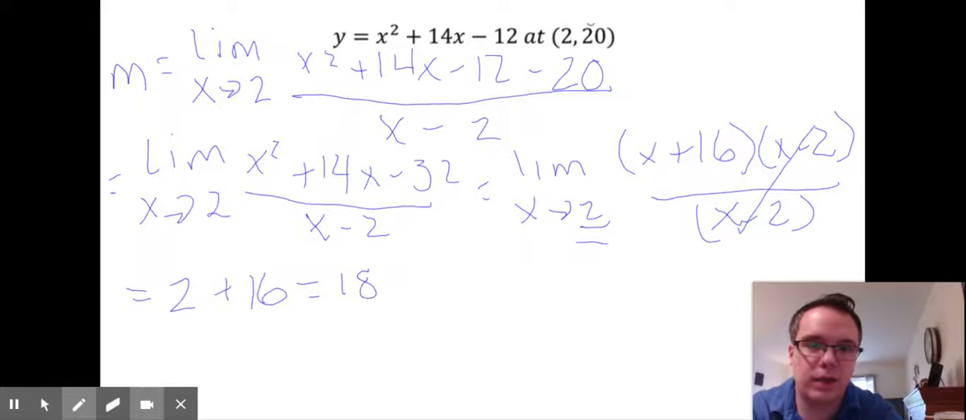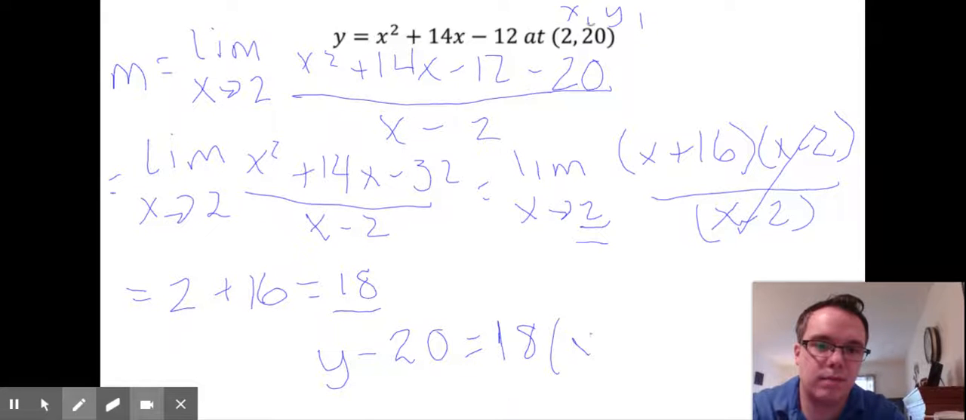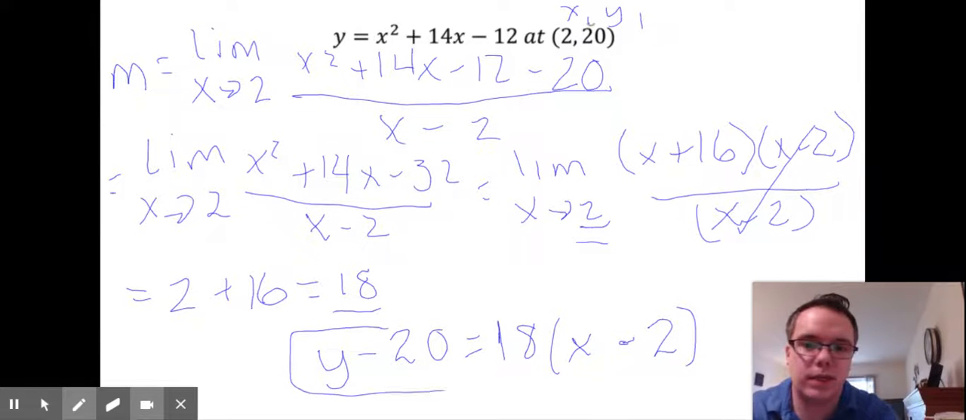So now that we have a point, which is our x1, y1, and we have a slope of 18, we can plug into point slope form. So we're going to have y minus your y1, which is 20. It's going to equal your slope, 18, times your x minus your x1, which is 2. So this is the equation of our tangent line.